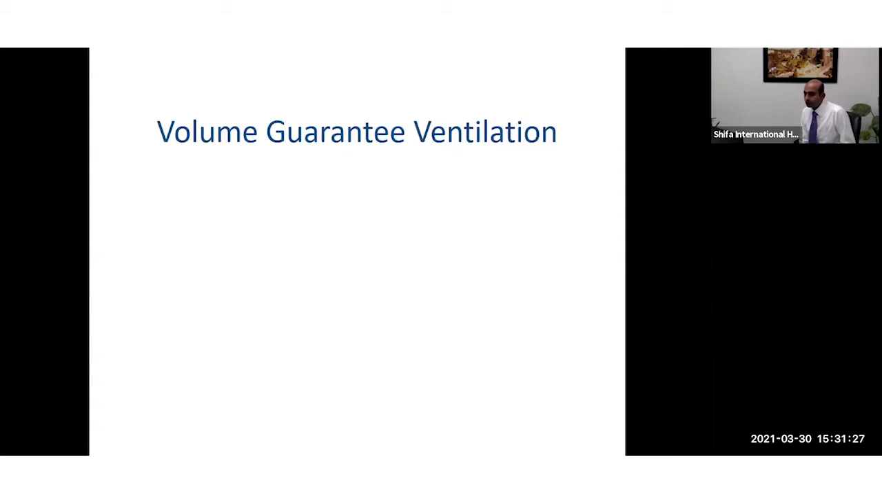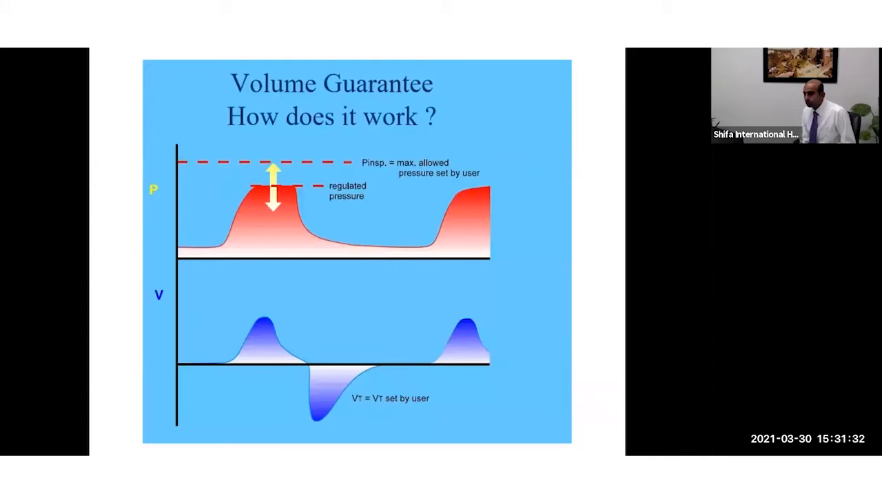Moving on from pressure control ventilation to volume guarantee ventilation. So how does the volume guarantee ventilation work? On this graph, you can see that, as I mentioned before, on volume guarantee ventilation, we tell the ventilator that this is the tidal volume that we want you to deliver. And then based on the lung compliance, the machine will decide how much peak inspiratory pressure it wants to deliver. So on the bottom, we have the set tidal volume, which is usually around 4 to 6 mL per kilogram. So that is set by us. And then the machine will decide how much pressure it wants to give. And that PIP might vary with each breath.